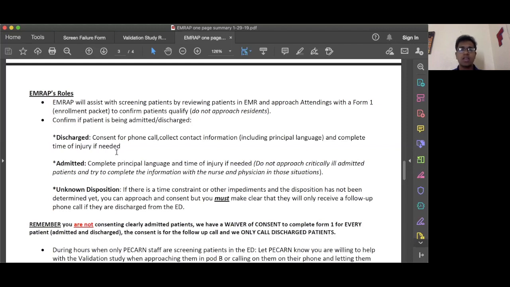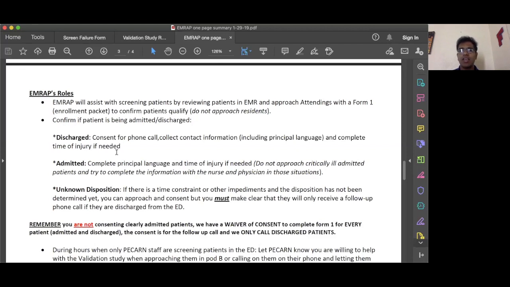In this case, we need to go ahead and consent for a follow-up phone call. The first thing we do is grab a blank piece of paper and write down the information we need to collect. That information includes the name of the parent or guardian or responsible adult in the room, their relationship to the child, their number, their preference for contacting, so text or call, estimated time of injury, because remember it has to be within that 24-hour timeline, and their primary language. So this information is going to be needed to fill out the Form 1 when you get it back from the attending. So one of the things that we have to be aware of is the primary language.